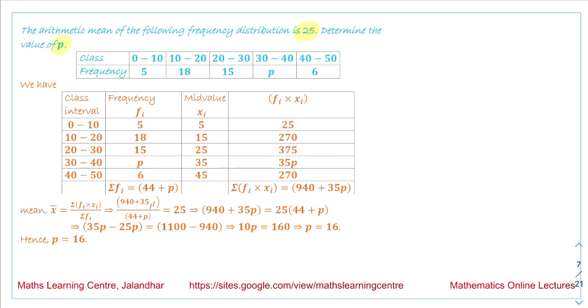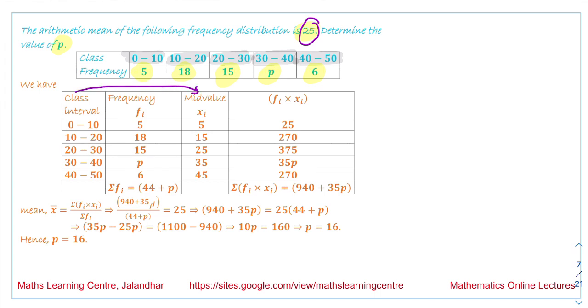So these classes are given to us: 0 to 10, 10 to 20, 20 to 30, 30 to 40 and 40 to 50, and these are the corresponding frequencies that we have: 5, 18, 15, p and 6. We are given that the mean is 25. So the first step we have to do is, corresponding to these class intervals, calculate the class marks.